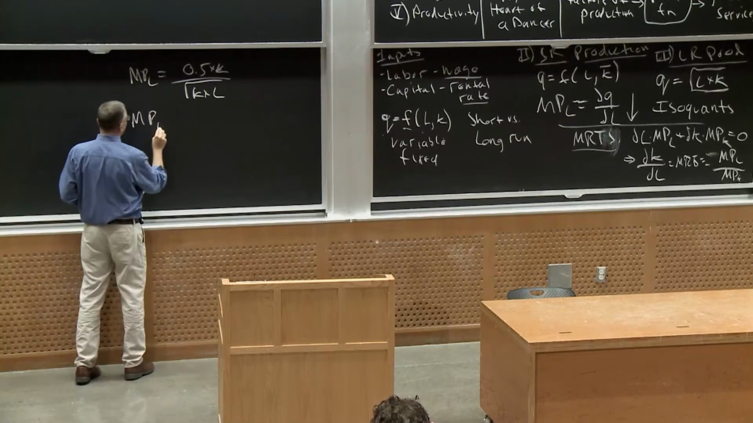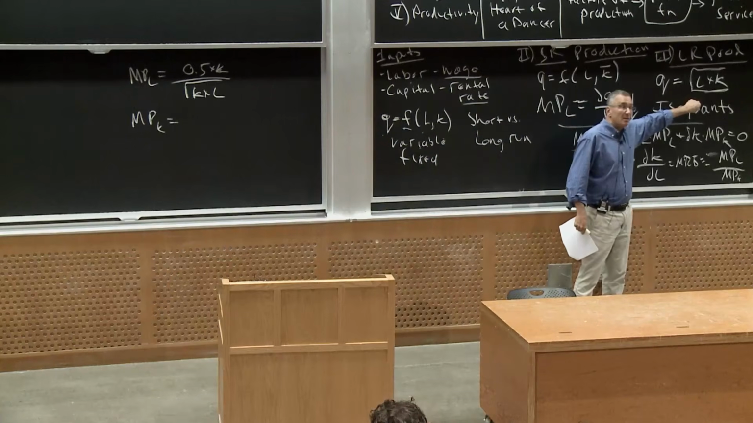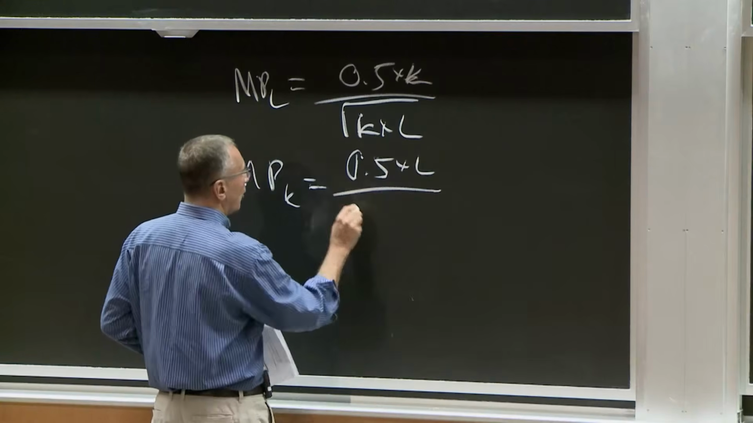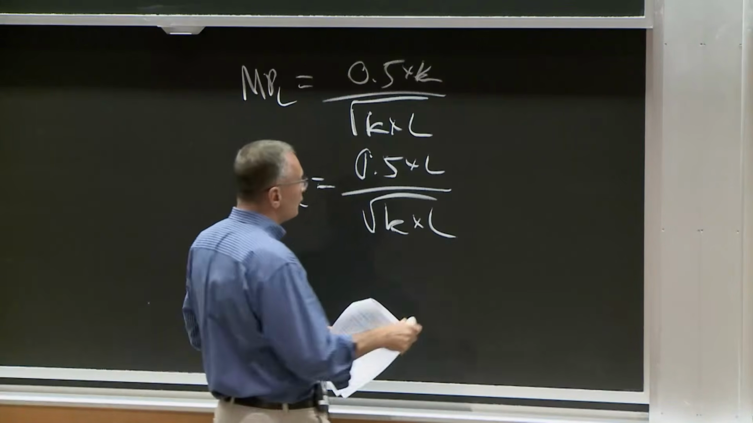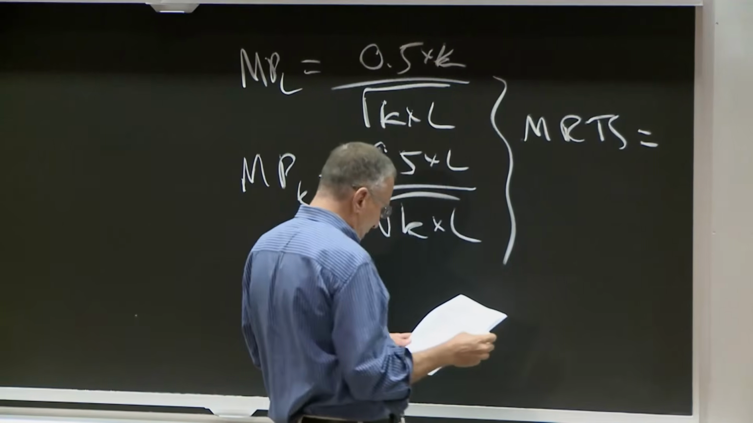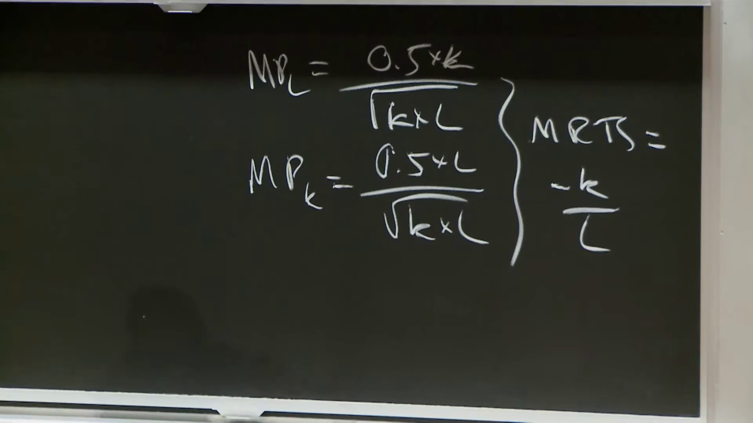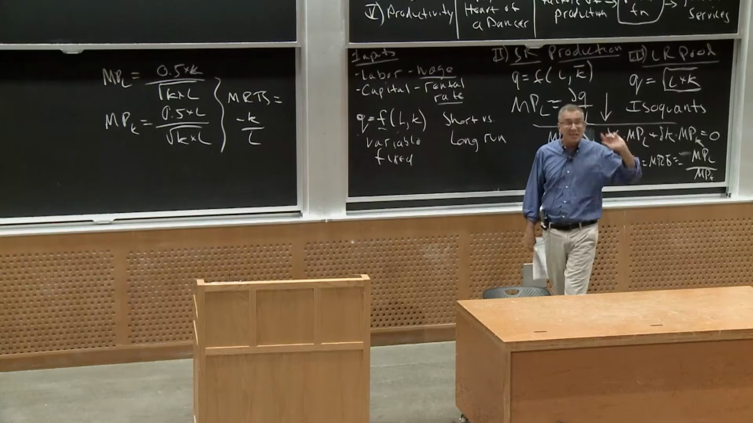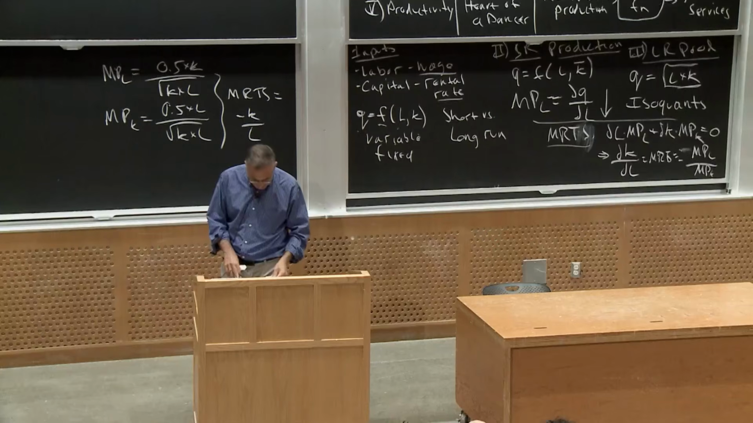The marginal product of capital is the derivative of this production function with respect to K. You take that derivative, you get 0.5 times L over the square root of K times L. So the marginal rate of technical substitution is the opposite of the ratio of these two, which equals minus K over L. In this case, once again, I don't want to confuse people. This is for this production function, that's the marginal rate of technical substitution. Just like for this utility function, I got a particular marginal rate of substitution. I'm just showing you how to develop it for a given production function.